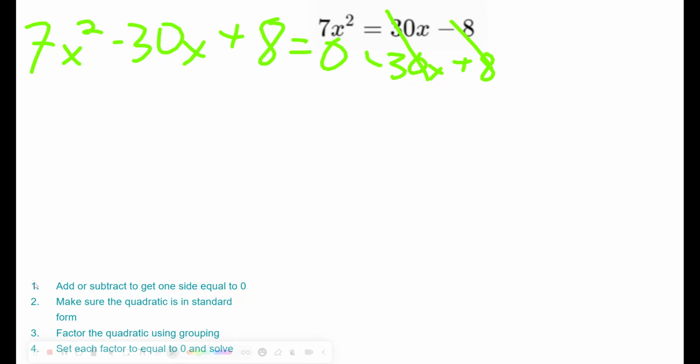All right, I've got one side equal to 0. And make sure the quadratic is in standard form, ax squared plus bx plus c. That is also a check. Factor the quadratic using grouping.